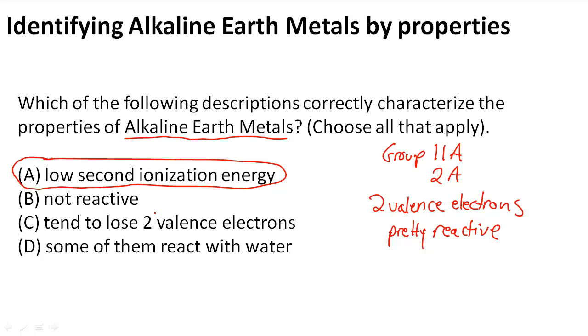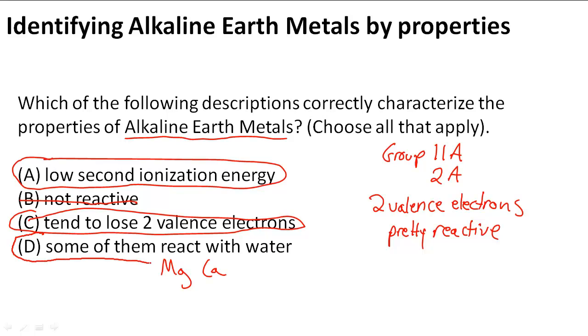B says not reactive. Well, it's not as reactive as alkali metals, as we said before, but it is pretty reactive. So B is out. Tends to lose 2 valence electrons. We said that, so C is definitely one of our properties. And some of them react with water. As soon as we put it in water in pure form, it definitely will react with that water because it's so reactive. So things like magnesium and calcium will react with water. So D is definitely also one of those properties of alkaline earth metals.